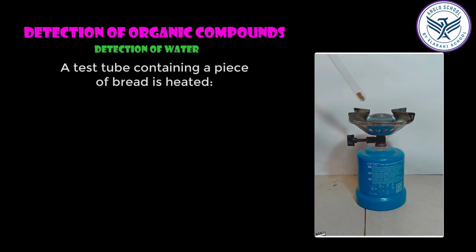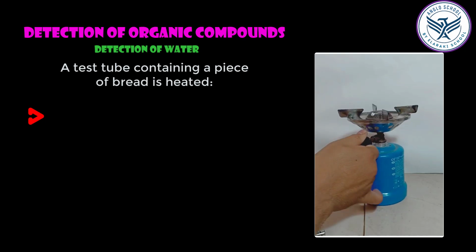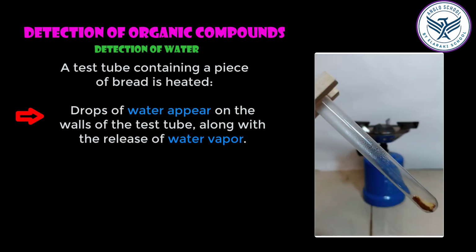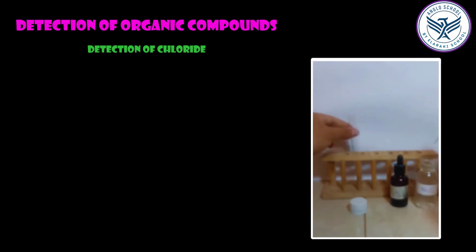To detect water, a test tube containing a piece of bread was heated. We observed that drops of water appeared on the walls of the test tube, along with the release of water vapor. Now, detection of chloride in a test tube.